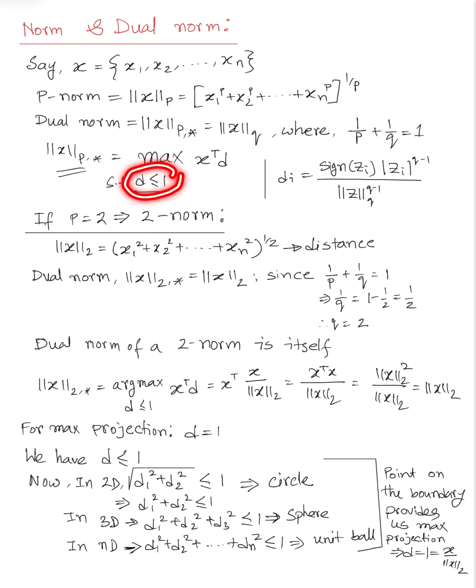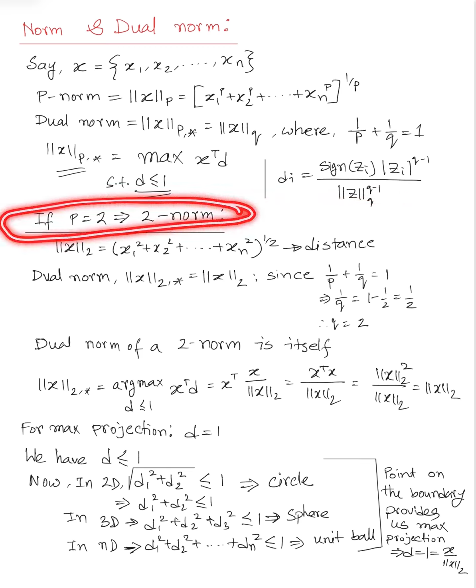And how can we find d? So d is a vector and it has different components. If it's a set of a number of components, then each component is determined by using this expression, where di is equal to sign of zi multiplied by the absolute value of zi to the power q minus 1, over the norm where the power is q minus 1, and it's basically the LQ norm.